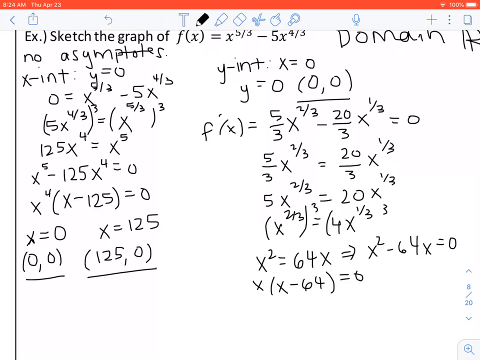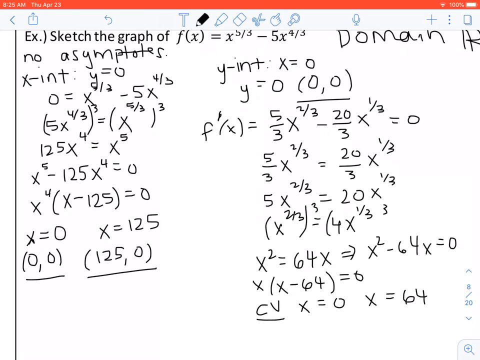So we have two critical values. Those are going to be at x equals 0 and x equals 64. And where do we have any places where the derivative is undefined? No, there's no values where the derivative is undefined. So these are our only critical values that we have.